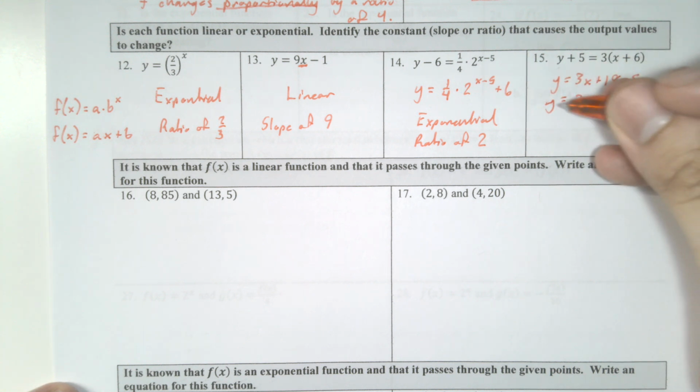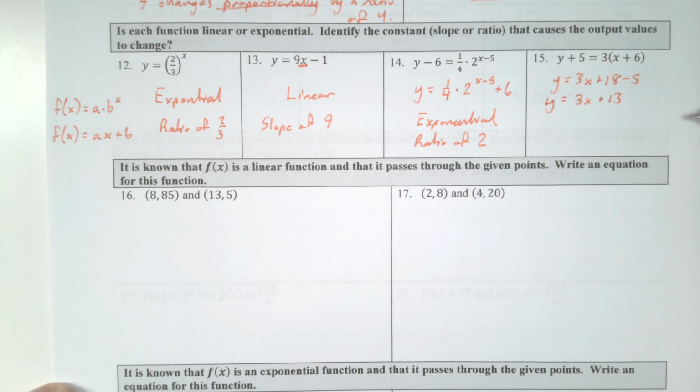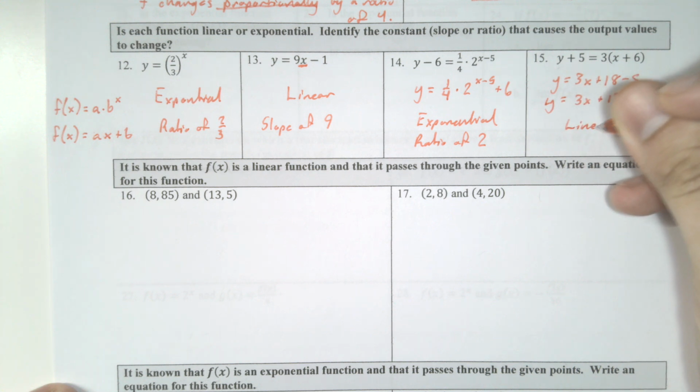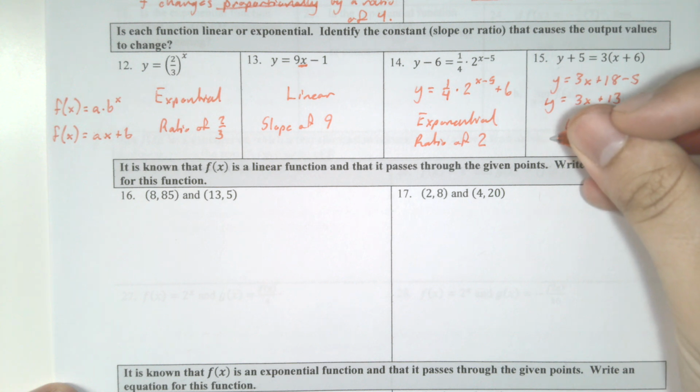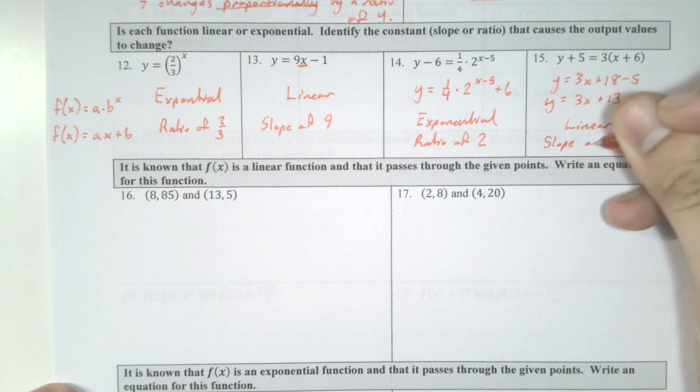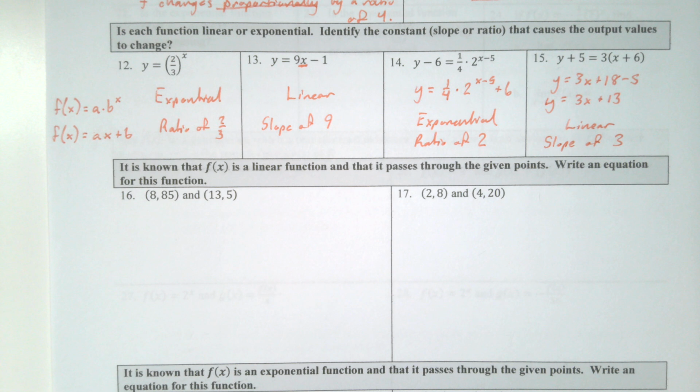And now that this is in a more familiar form, in order to identify whether something is exponential or linear, you don't need to rearrange it and show me that if you're able to just identify it. And I'm not really looking for much work on that if I do ask you any questions like that. However, this is definitely linear because we have a number times x, and it has a slope of 3, and that's what's causing our y values to change.